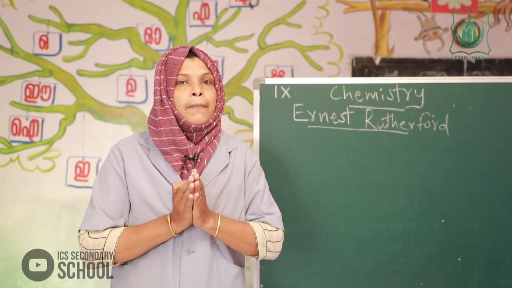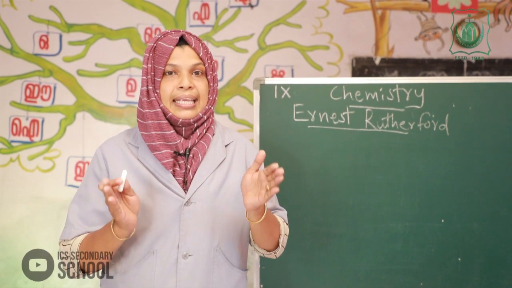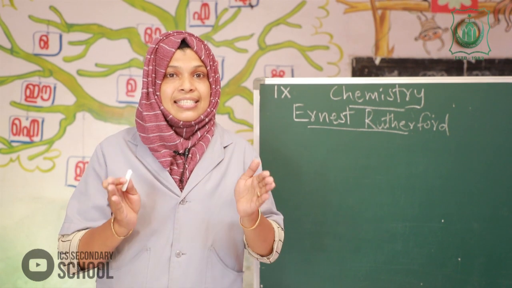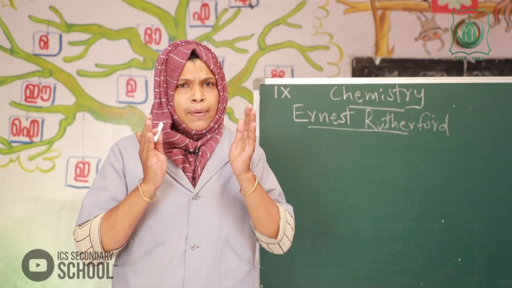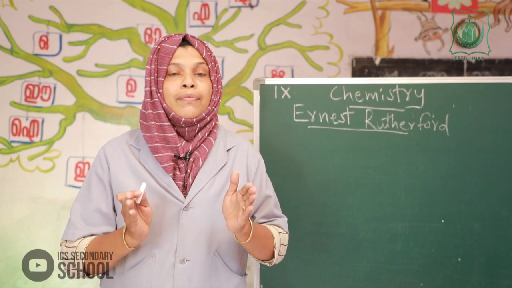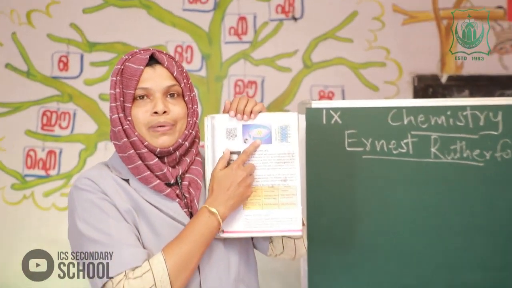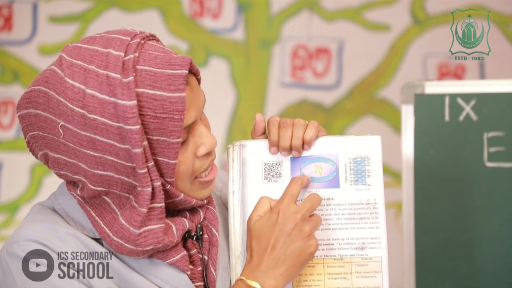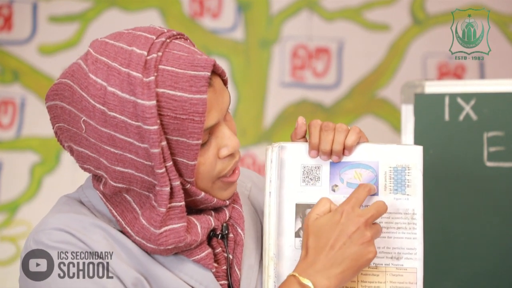He conducted an experiment by passing positively charged alpha particles through a very thin gold foil. The alpha particles that came through the gold foil were allowed to fall on a circular photographic film. Look here. This picture indicates the Rutherford experiment.